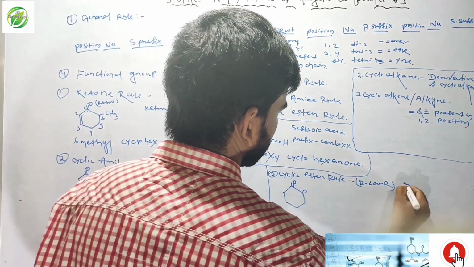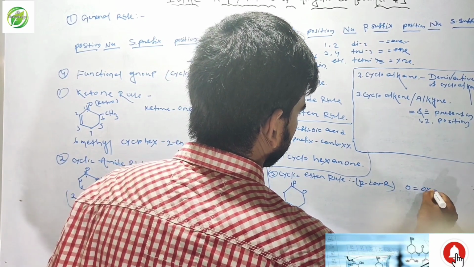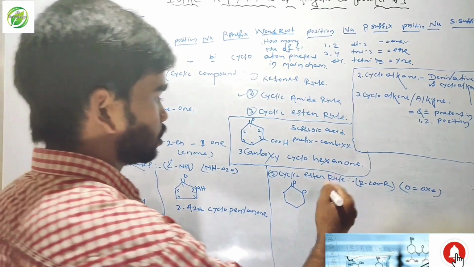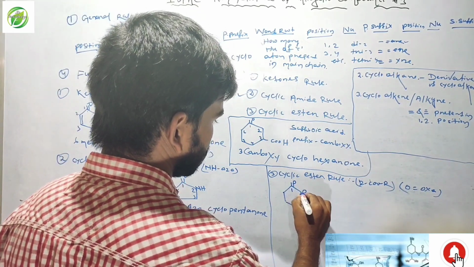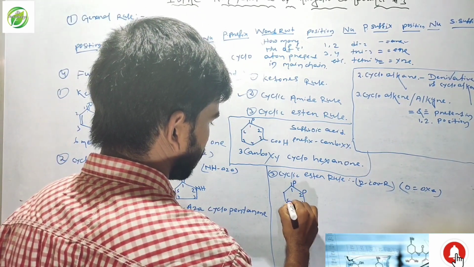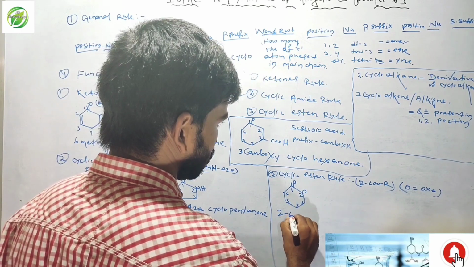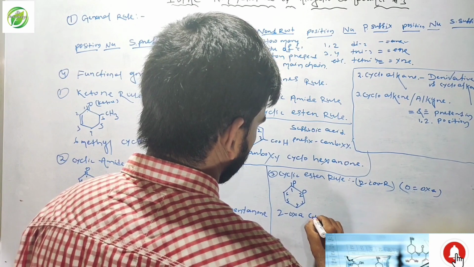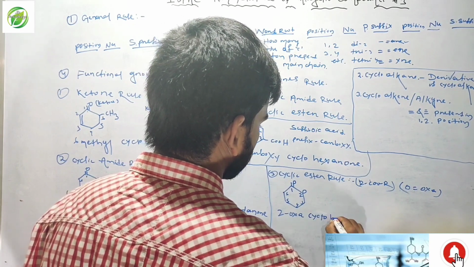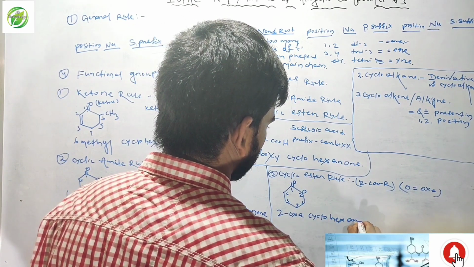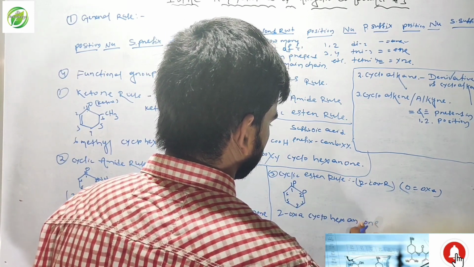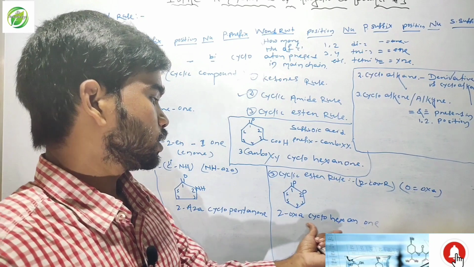For oxygen we use oxa. For nitrogen we use aza. So we start numbering this side 1, 2, 3, 4, 5, 6. This is 2-oxa. This is cyclo. For 6 hex, single bond ane and one ol. This is 2-oxa cyclohexanone.